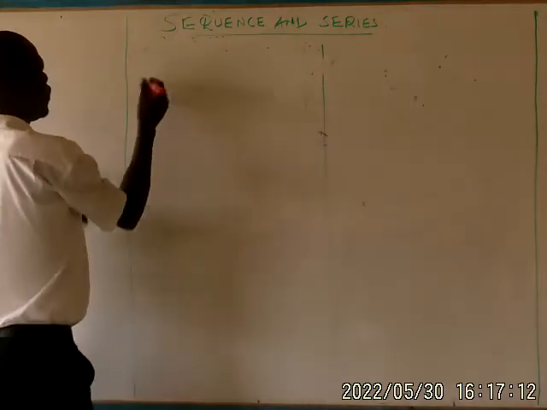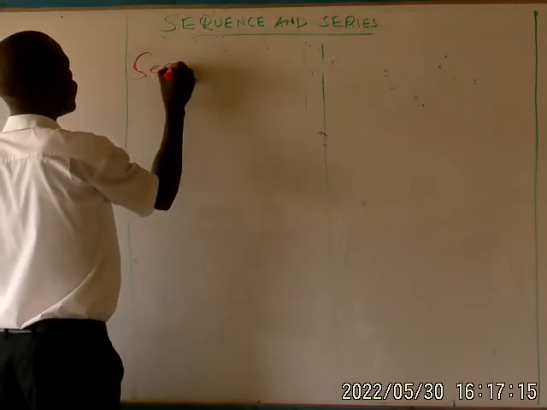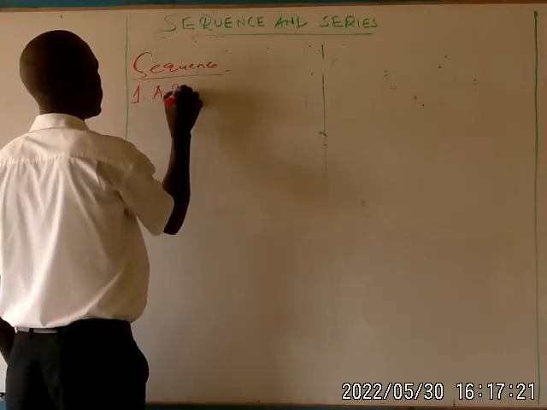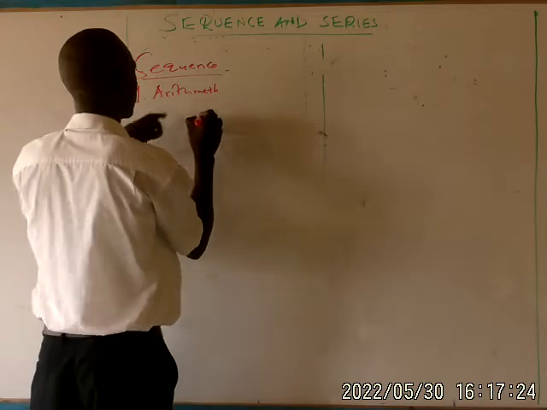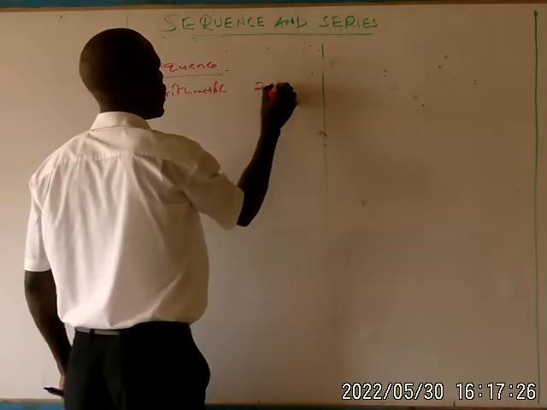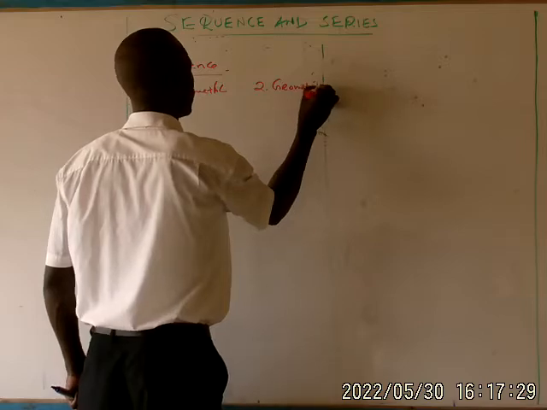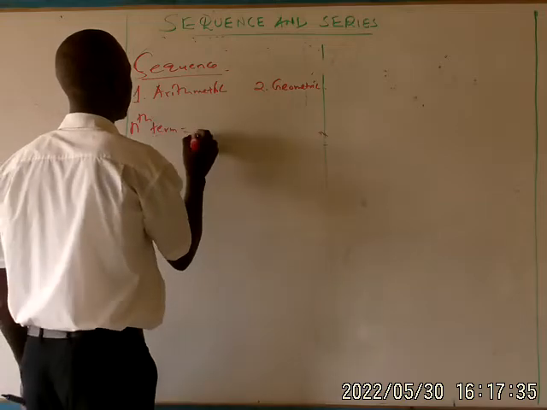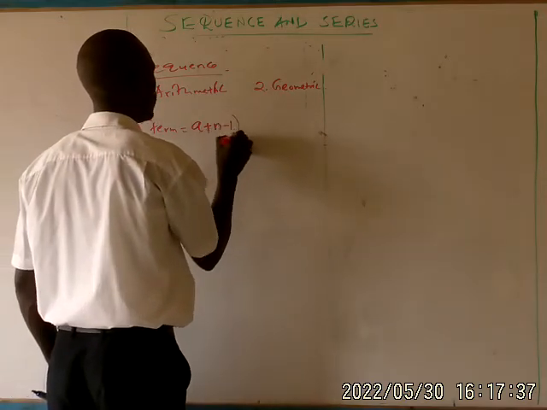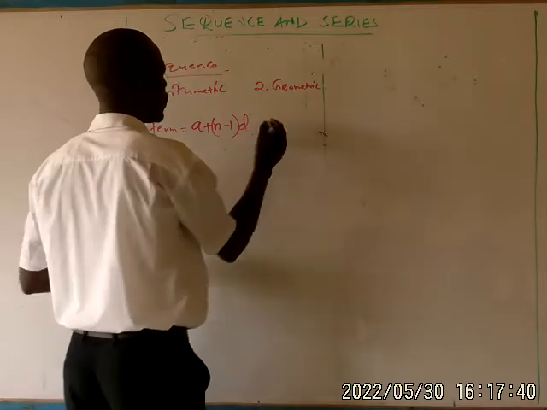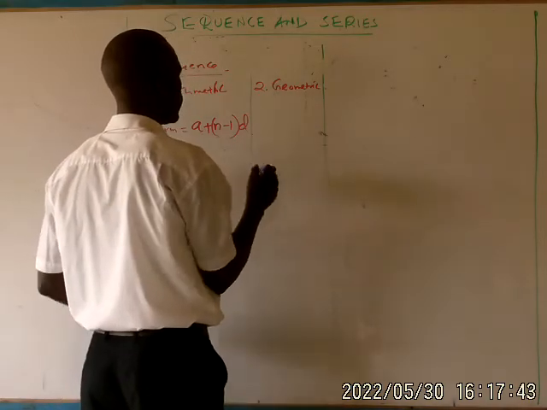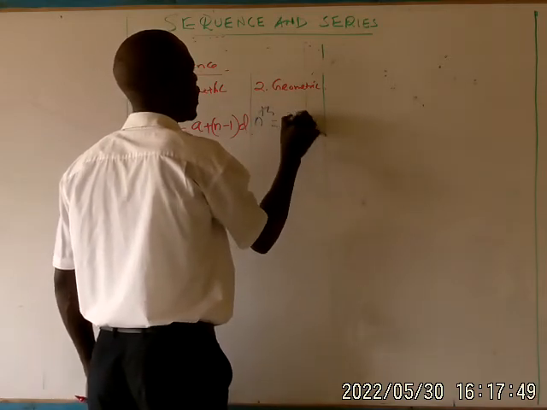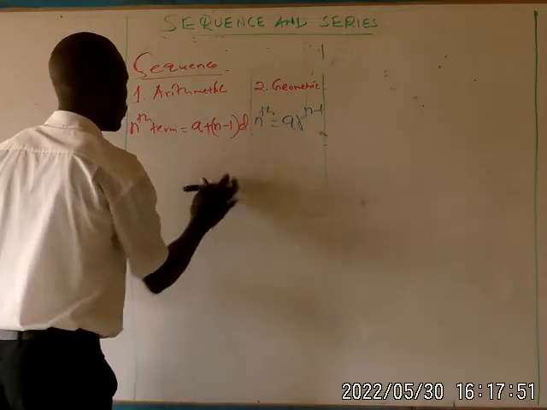So generally, what are we saying? We have said for the sequence, we have either arithmetic or geometric. For arithmetic, the nth term is given by a plus (n minus 1)d. For geometric, the nth term is a r^(n minus 1). That's what we have said.